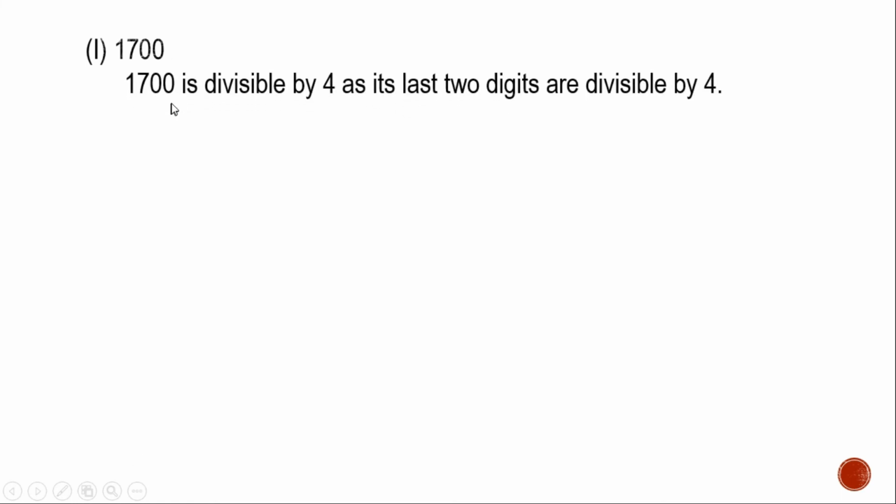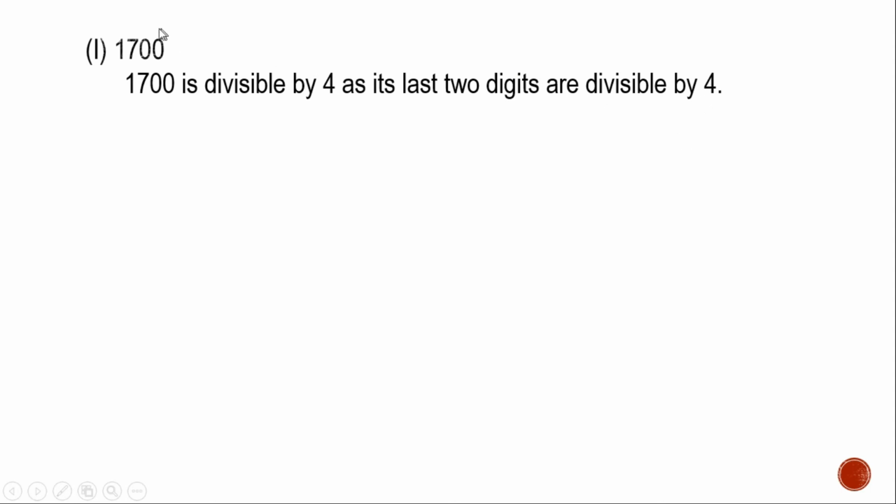1700. The last two digits are 00. Is 00 divisible by 4? Yes, you will get the answer as 0. That is, the remainder is 0 only. So, 1700 is divisible by 4 as its last two digits are divisible by 4.